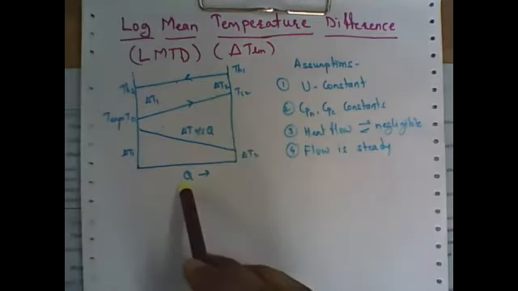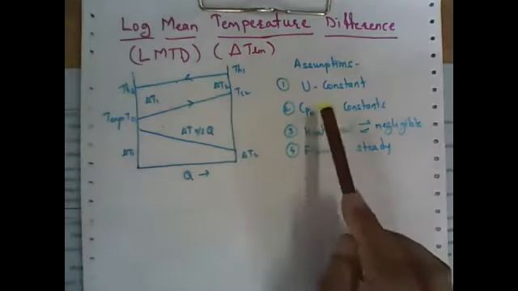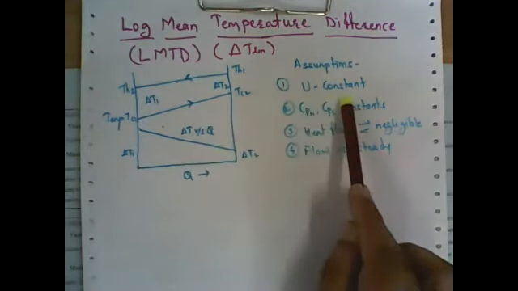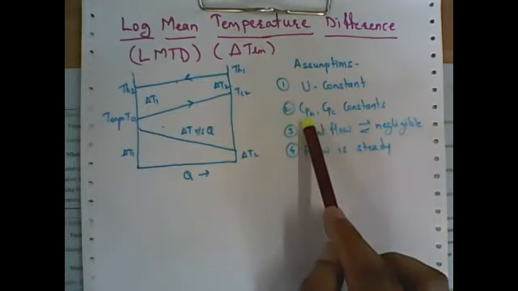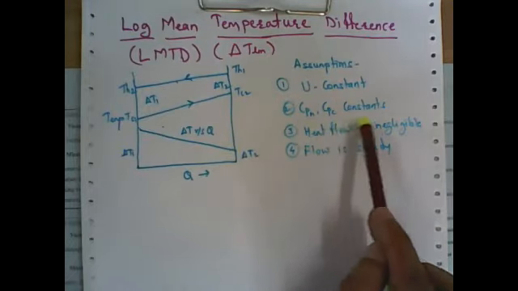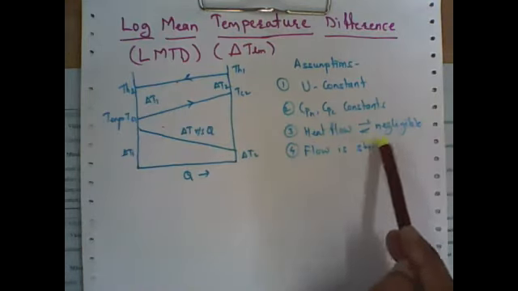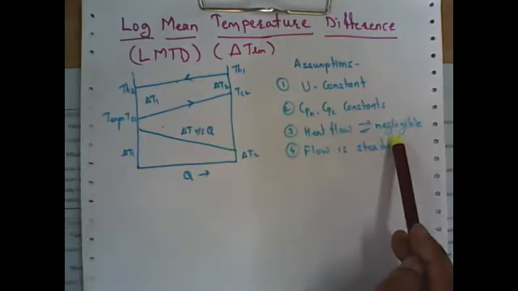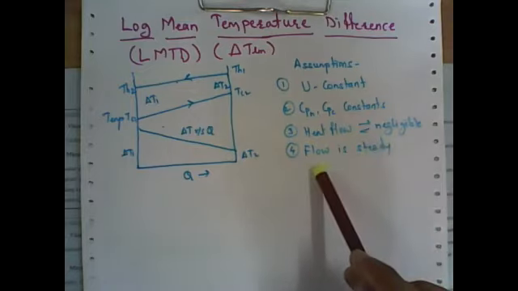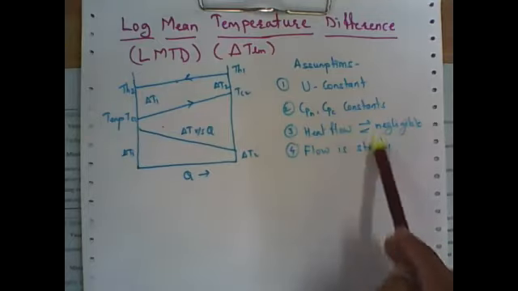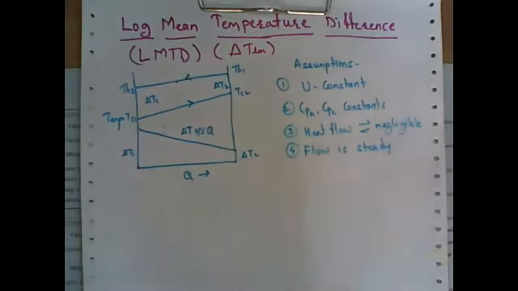Before deriving this equation, we have to assume some conditions: the overall heat transfer coefficient is constant, the specific heats or heat capacities of hot and cold fluids are constant, the rate of heat flow in and out and the heat losses are negligible, and the flow of the hot and cold fluids is steady. These are the assumptions on which we are going to derive the equations.